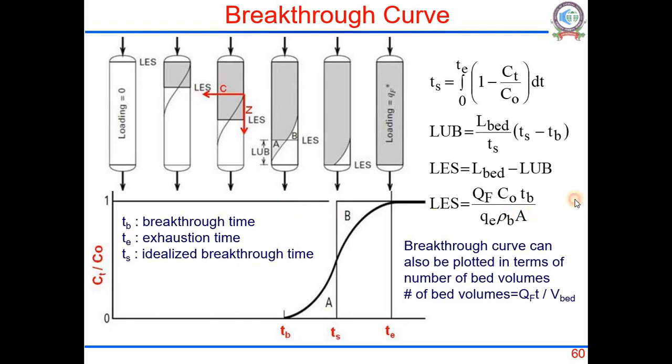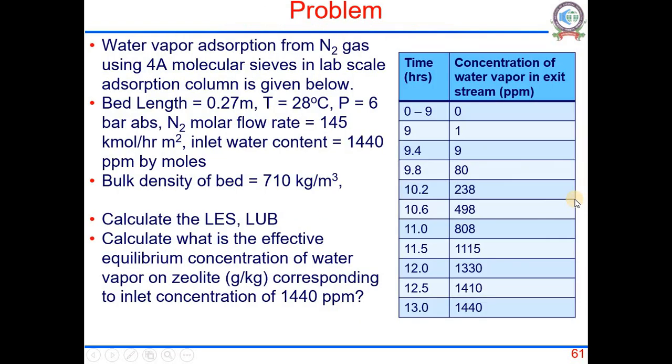Now if we go forward, let's take a small problem. Imagine that water vapor is getting adsorbed from nitrogen gas using 4A molecular sieves in a lab scale adsorption column as given below. Bed length is 0.27 meters, like a 1 foot bed. Temperature is 28 degrees centigrade, pressure is 6 bar absolute. Nitrogen molar flow rate is 145 kilomole per hour per meter square. Inlet water content is 1440 ppm by moles. Bulk density of the bed is 710 kg of the adsorbent per meter cube.